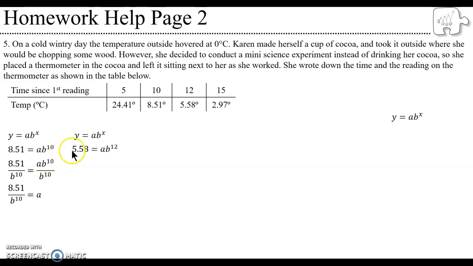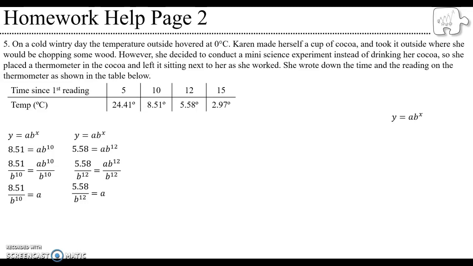And then we're going to do the same thing here, except instead of dividing by b to the 10, we're dividing by b to the 12. The reason we want to divide by b to the 12 is so that the b's cancel out, and we're just left with a equals 5.58 over b to the 12. Alright, so we're making some good progress here.